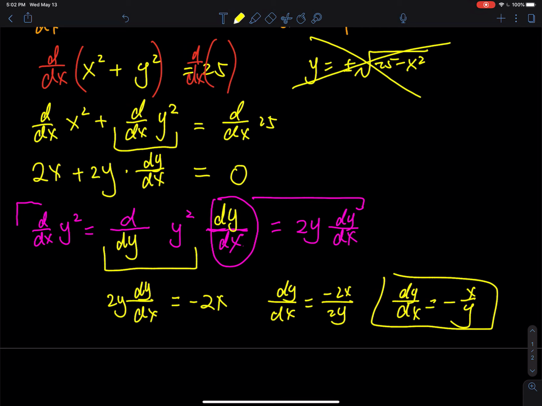All right, so that is the basic introduction of implicit differentiation. In the next part, I will show you more examples on how to do implicit differentiation.